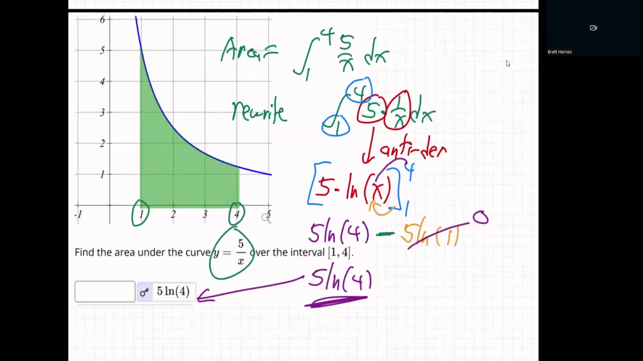So there it is. The area under a graph is the integral, and the integral is the antiderivative. That was the big discovery of calculus. There we go.